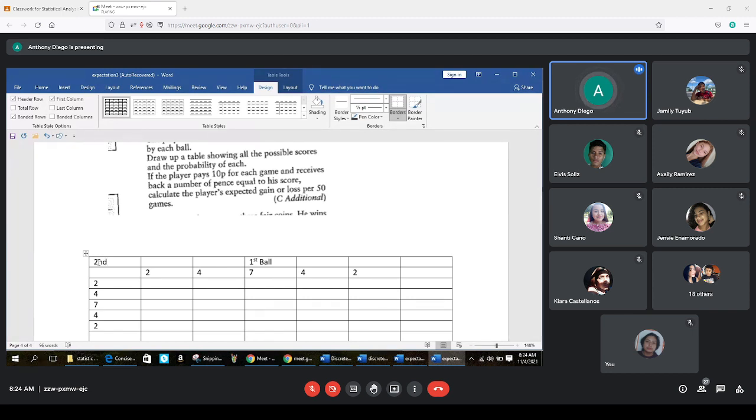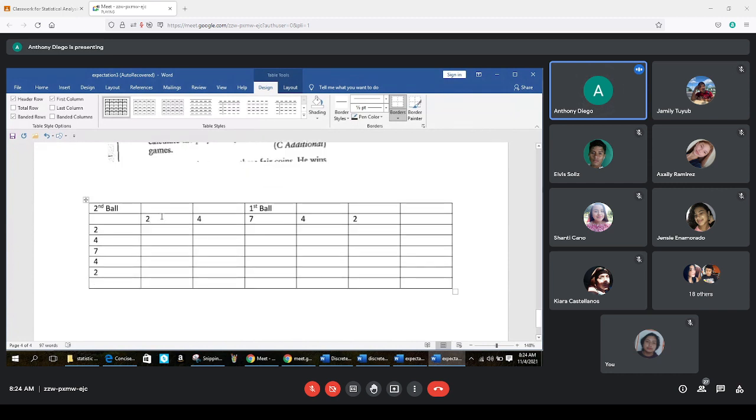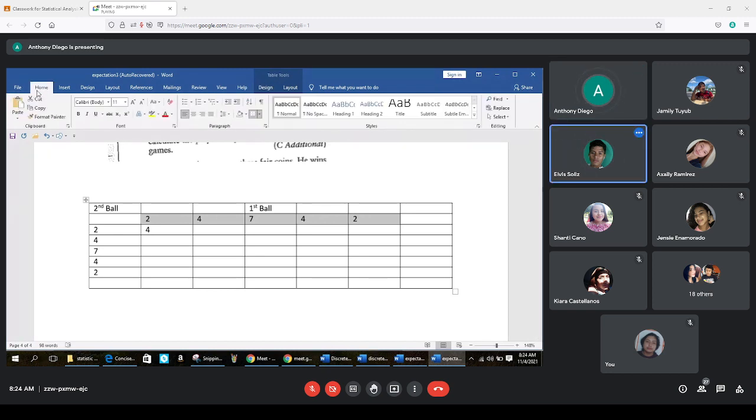So how do we call this? What we are doing here? If you can recall, if we get a 2 and a 2, that will be 4. Like a frequency table, sir? Yes, this is known as a what? Possibility Diagram.